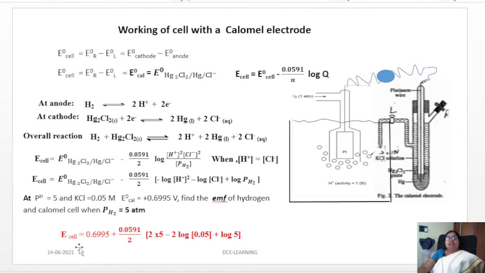then E cell is equal to 0.6995 plus 0.05912 into 2 log 5 minus log of this one. We are going to substitute all those values into the above EMF equations. It becomes the EMF of the cell of this relation.